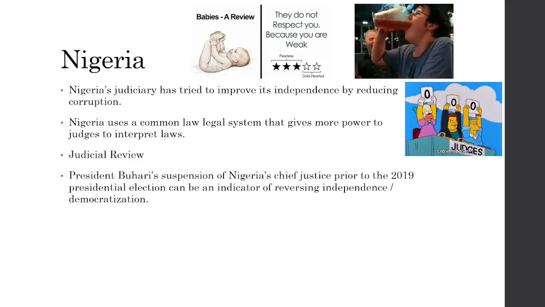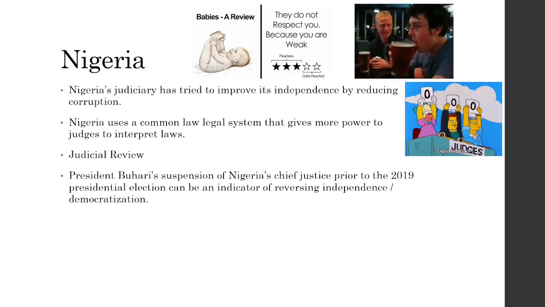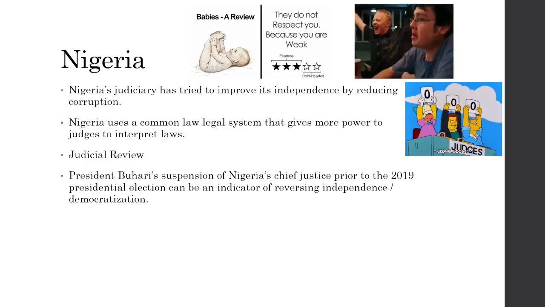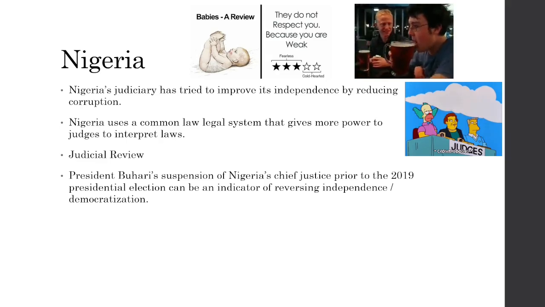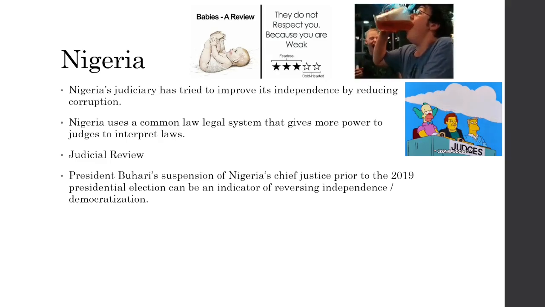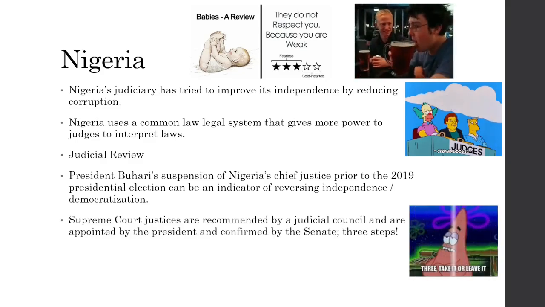And then in the 2019 presidential elections, prior to it, the president suspended the chief justice. Now, what does this mean? This is a lack of judicial independence because we see a fusion between executive and judicial power. We actually see a diminishing judicial power here, and an indicator of reversing independence or democratization.